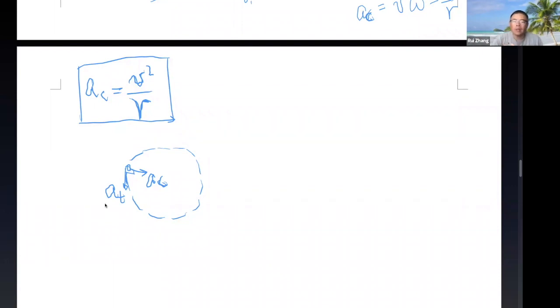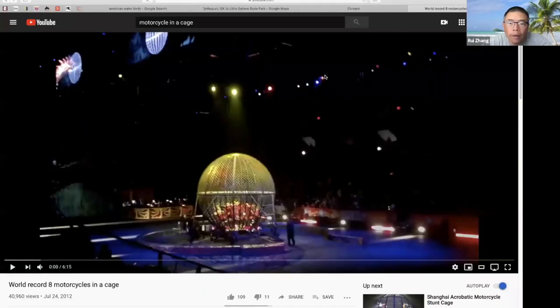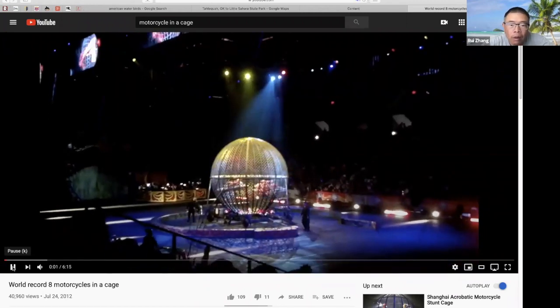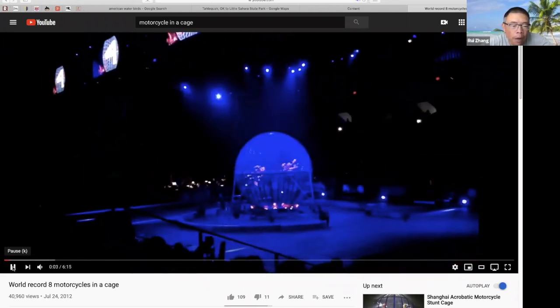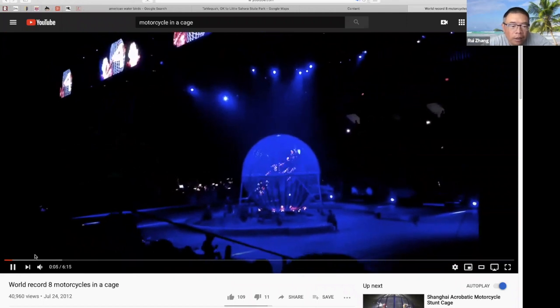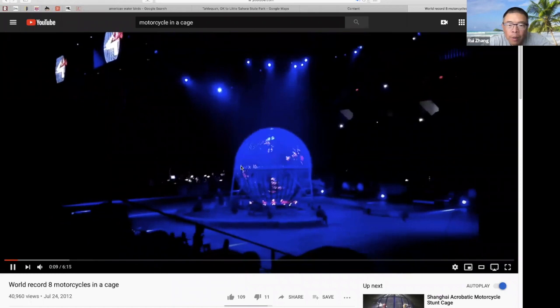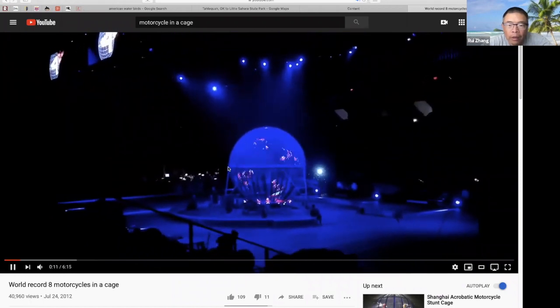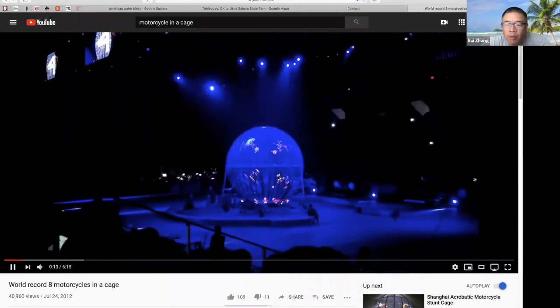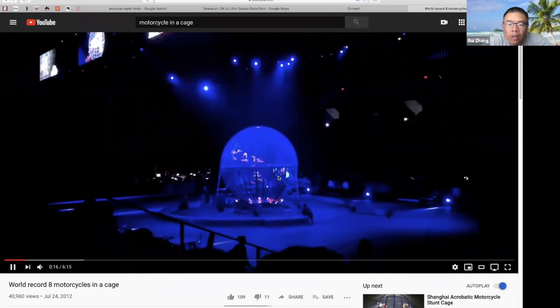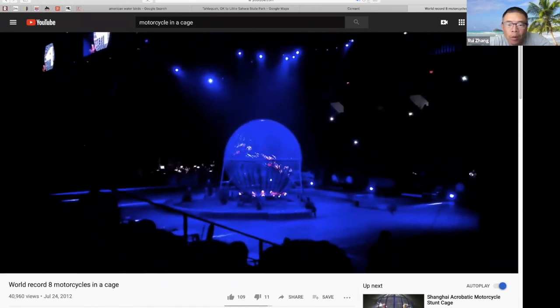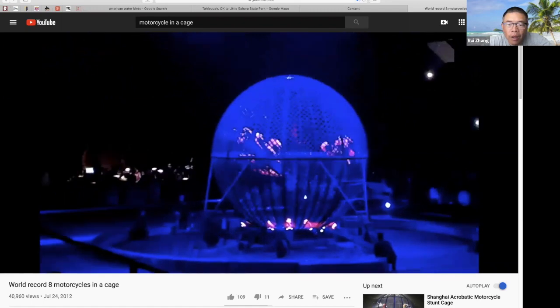Okay, now let's do dynamics. You guys can see this YouTube video, right? Let's see this. So this is the so-called motorcycles in the cage. I don't even know if there's a better name for that, but look at these guys. They're rotating around the cage. How many of you have seen this before? Like you go to a circus or state fair, these kinds of things.